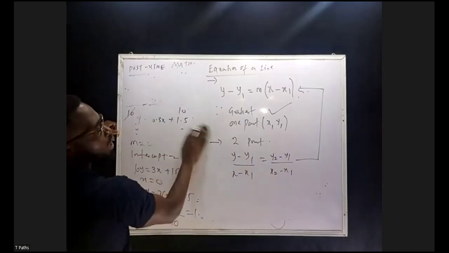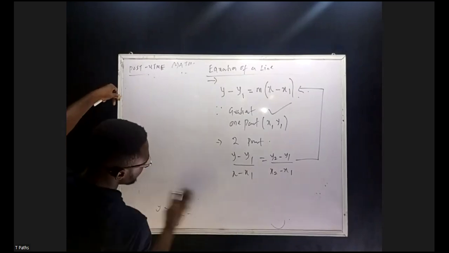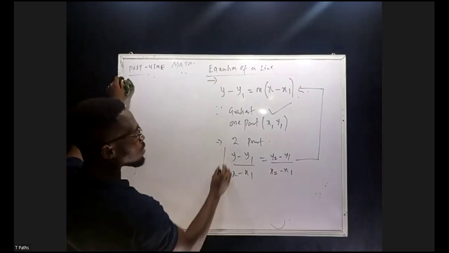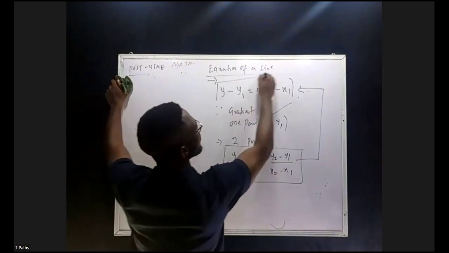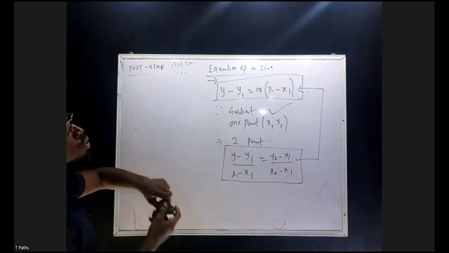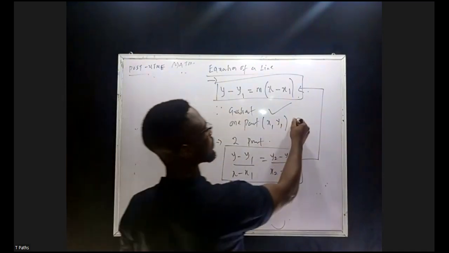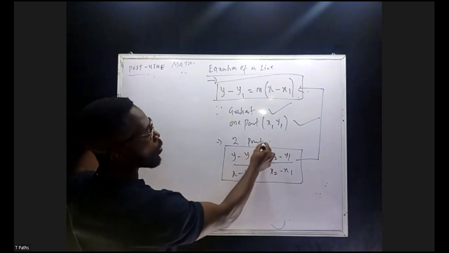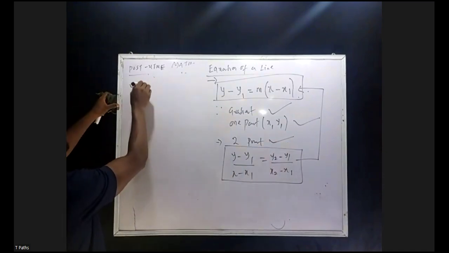Watch. That second formula is the same thing as the first formula. Please circle the formulas and circle when you are to use them. I said that you use the first one when I give you gradient and 1 point. You use the second one when I only give you 2 points. So how do I get the formula from the first one?